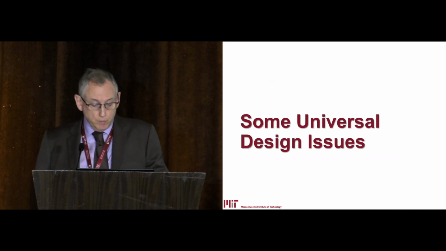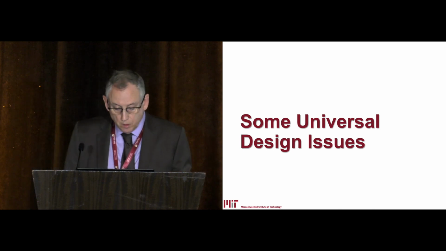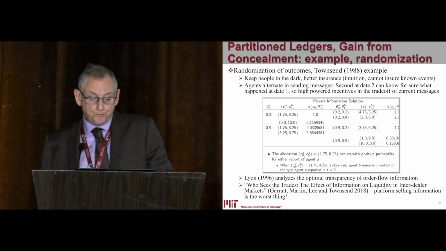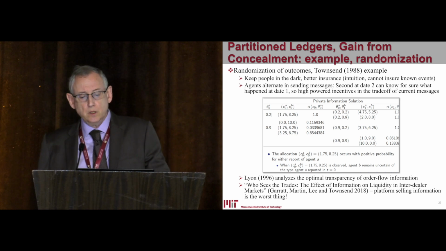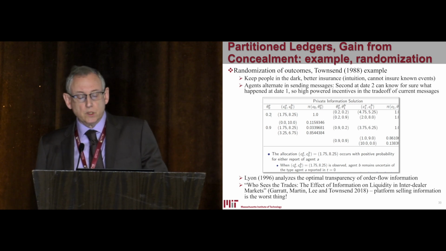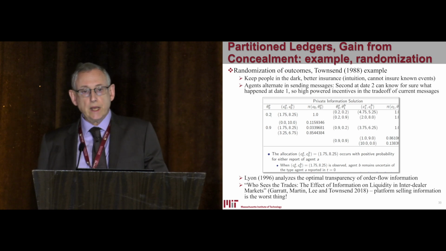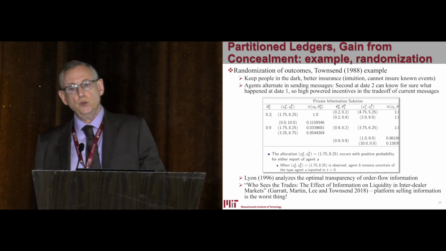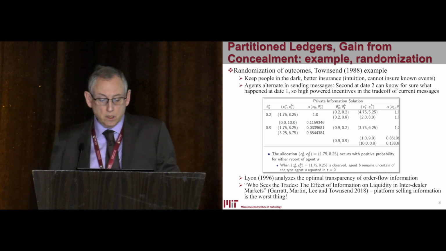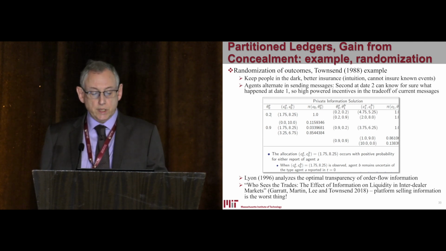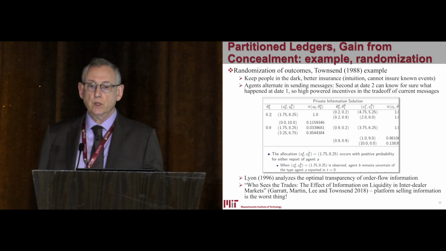So let me turn to some universal design issues. First of all, partition ledgers, meaning not everyone shares all the information equally. I have an example earlier in my work of deliberate randomization. No doubt you can't really see or quickly understand the figure here, but there's 2 periods and 2 agents, and in the first period, an agent is sending an announcement of his or her preference shock, and in the second period, the second agent is sending an announcement of her shock.